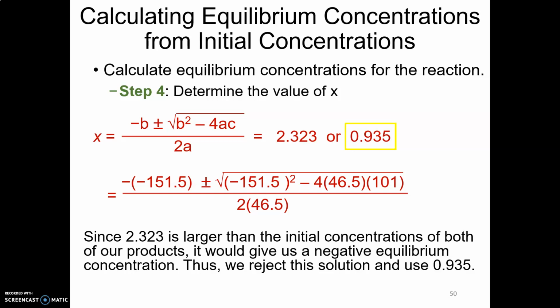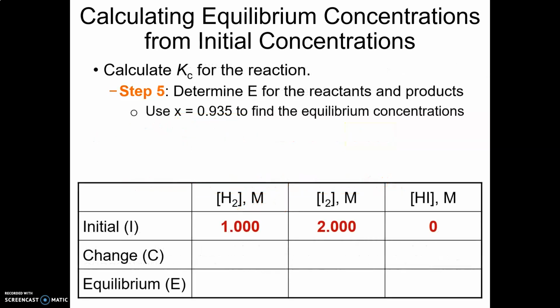All I have to do is go back to my ICE table at this point, plug in that 0.935 for x. So this was originally a negative x, so now it's going to be negative 0.935. This was originally a negative x, so it's going to be negative 0.935. This was originally a positive x, and if I say 2 times 0.935 in my calculator, this change for HI is going to be positive 1.87.